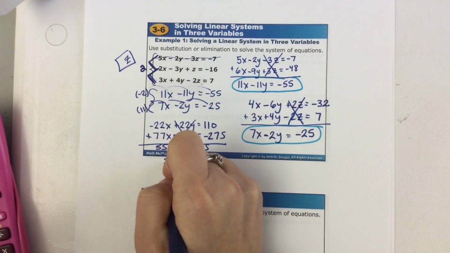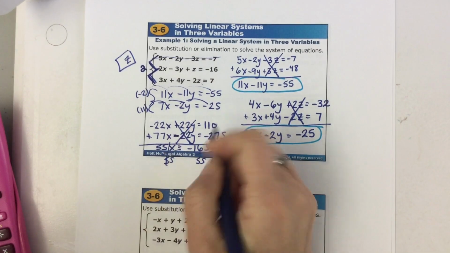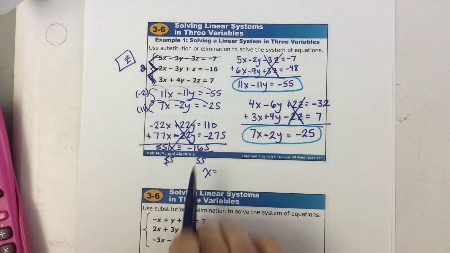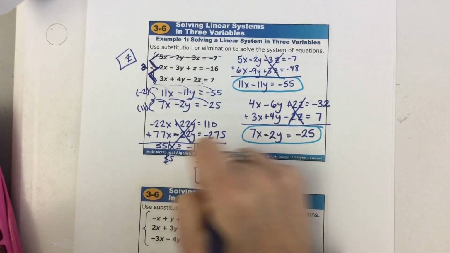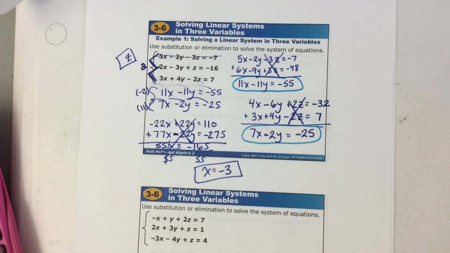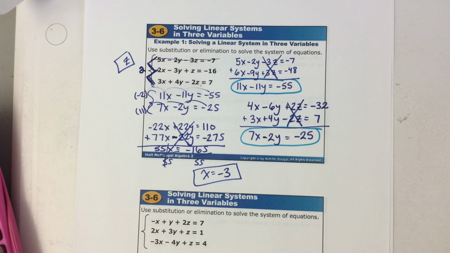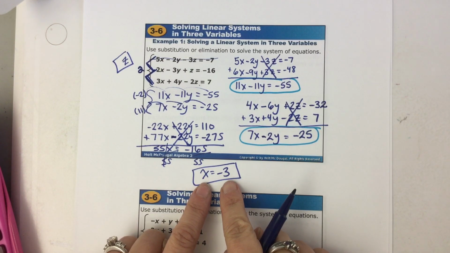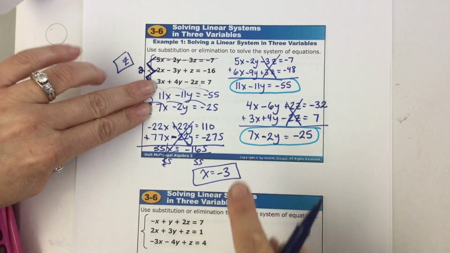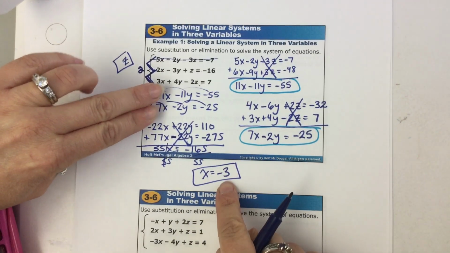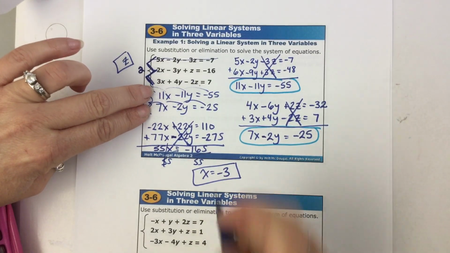To solve for x, I need to divide both sides by 55. Negative 165 divided by 55 is negative 3. So I know one variable. You have to find the ordered triple, which means you have to go back and find y and z. When you know one value, you go back to one of the equations that has 2 variables and fill it in.